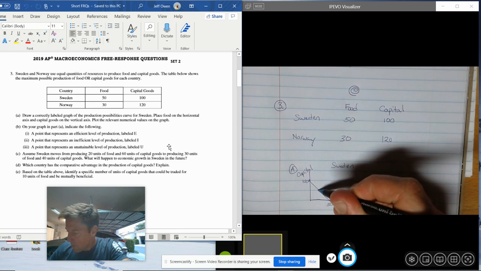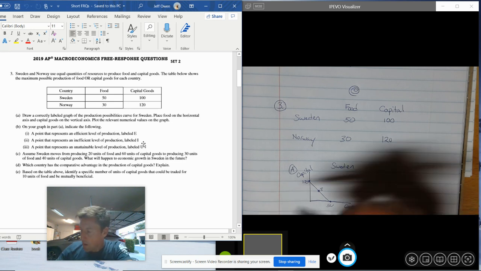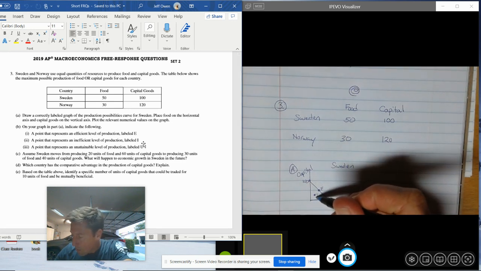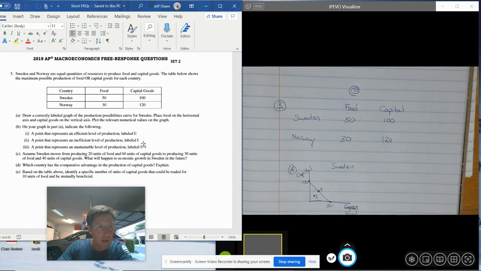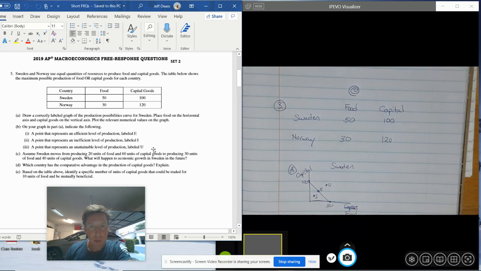So if we are being efficient, if we are at our long run equilibrium and our QE equals QY, we're on our PPC, we got ourselves an E. If we're experiencing inefficient use of our resources, that means we're usually having some type of unemployment or something like that. We are inside the PPC curve. We are I. And a point that is unattainable with current level of resources is U.